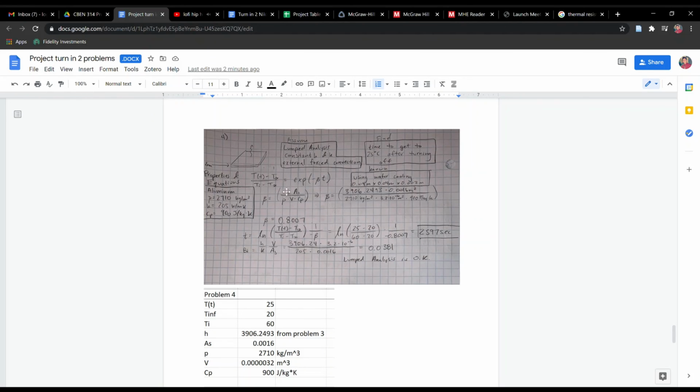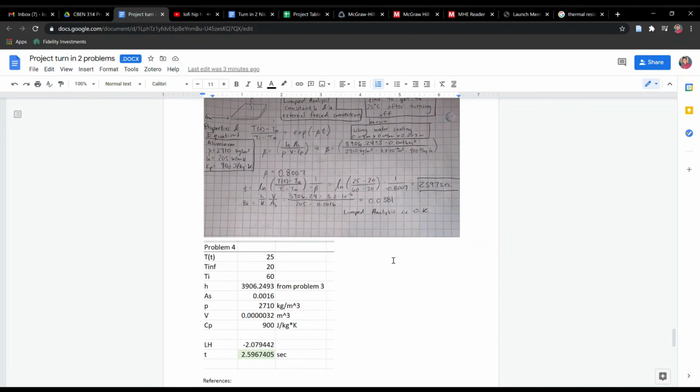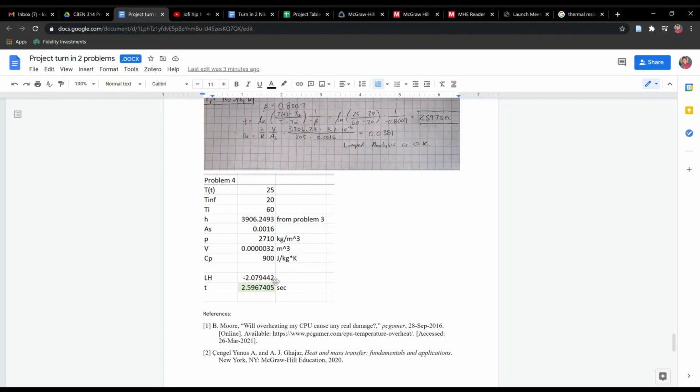So then we get an expression for theta, which is this, and beta is all these properties right here. Plug them all in, find beta, and then we can plug in and solve for t, and we get a total t of 2.597 seconds. Then we go back and evaluate, and the Biot number is actually 0.0381, so lumped analysis is okay. And this is a table or an Excel sheet showing how it was solved with Excel.